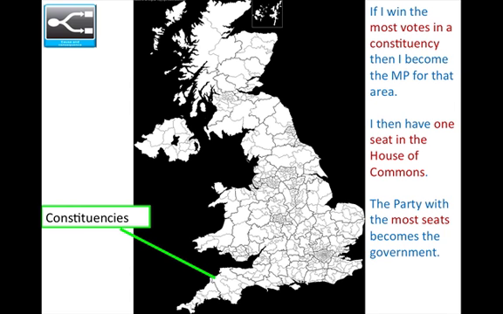Now, we've used the term constituency. I just need to explain that very briefly. This is the United Kingdom, Northern Ireland, Scotland, England and Wales. And each of these outlines here, these thin black lines, each of these represents a constituency. A constituency is an area of the country represented by one MP. That MP or Member of Parliament goes to London and sits in the House of Commons and passes laws and helps to run the country.